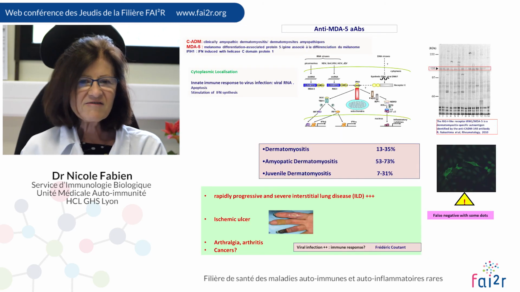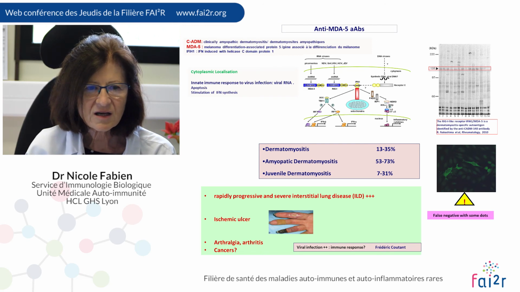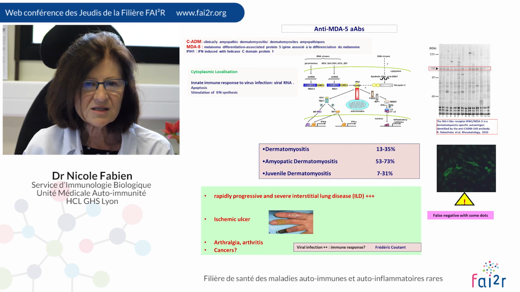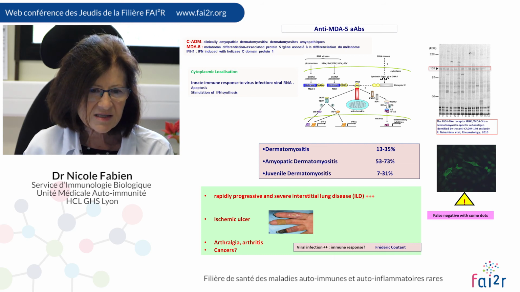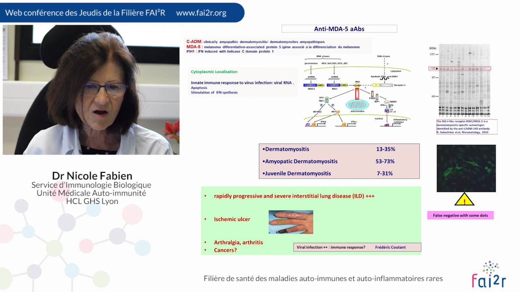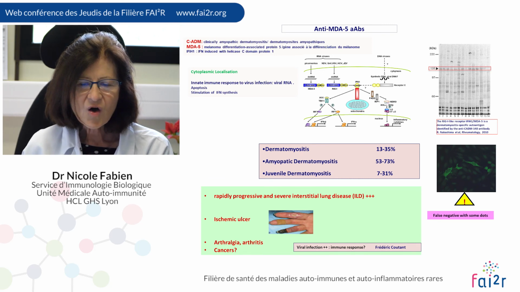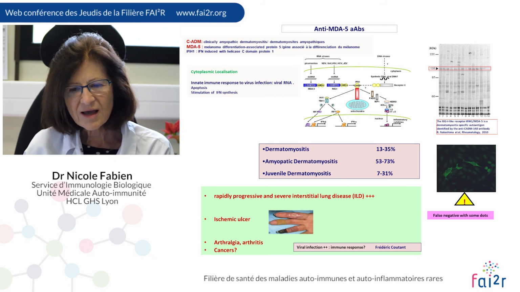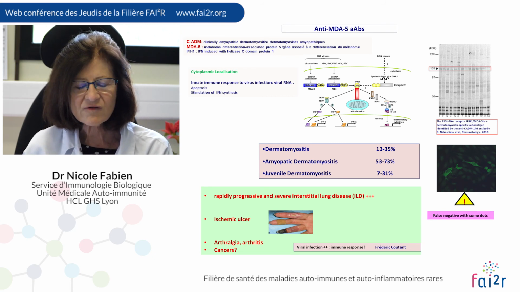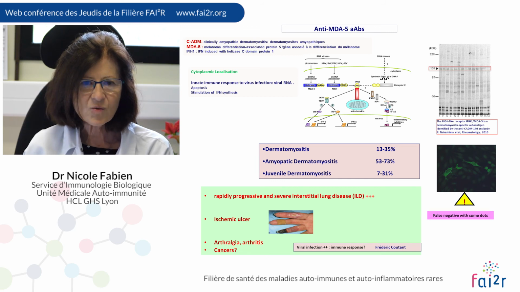For anti-MDA5, which are present in clinically amyopathic dermatomyositis, we know that it's extremely important to detect them because they are often associated with a rapid, progressive, and severe interstitial lung disease, with ischemic ulcers, very typical, and sometimes with viral infection also. We've got some pitfalls like other antibodies because we've got some false negatives with some dot.